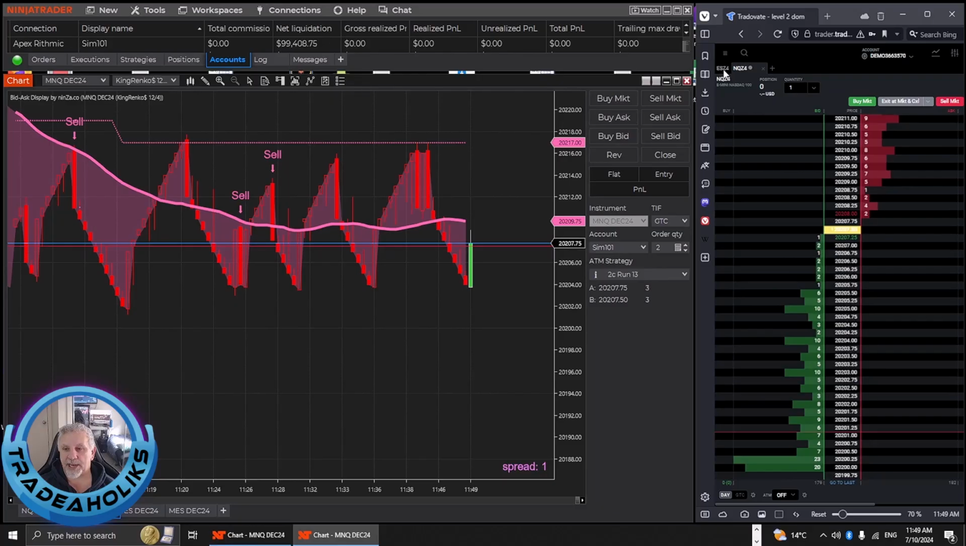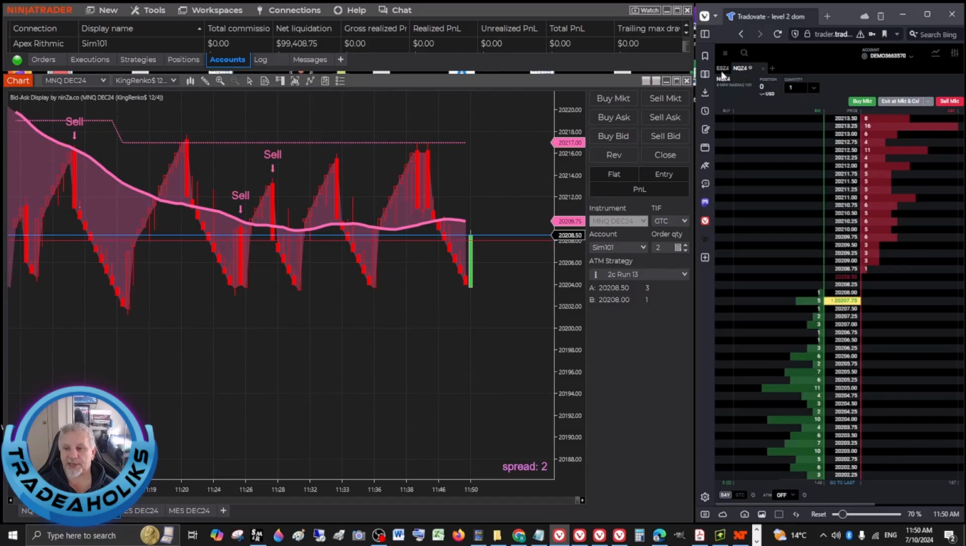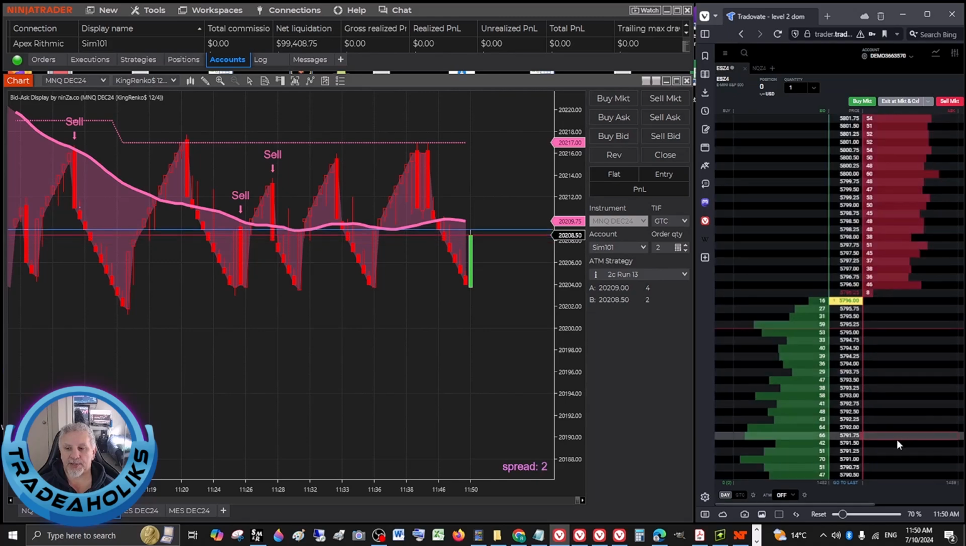If I go to the ES for argument's sake, you see the difference in the volume on the ES? You can clearly see the difference, okay? So the NQ can really move erratically. You could move 10, 14 ticks one way, 10, 14 ticks the other way quite easily because there's not a lot of volume there. See that? Okay, as opposed to, say, the ES.